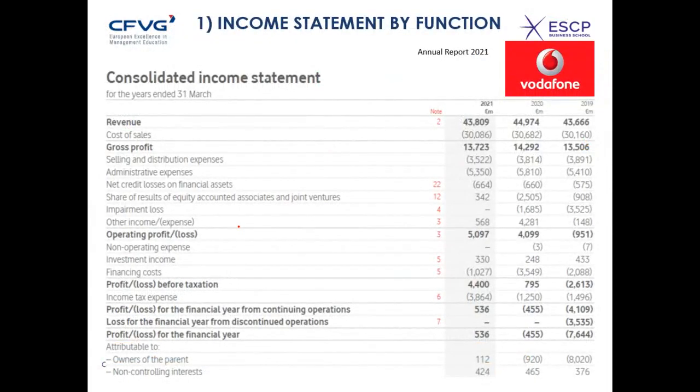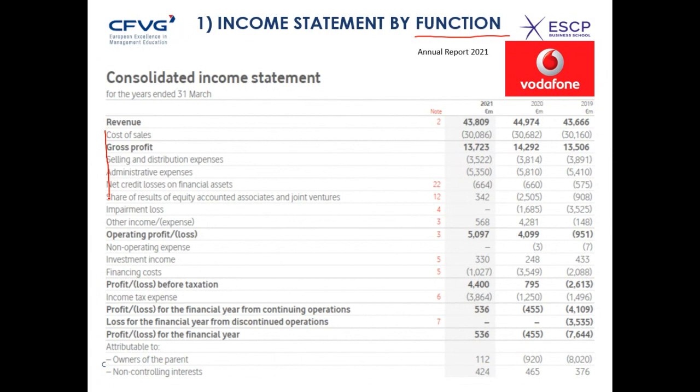In an income statement by function, that is what Vodafone is using, I don't see those items. I don't have a line salary expense. I don't have a line depreciation. I don't have a line raw material or external purchase, etc. Why not? Because in an income statement by function, all those types of expenses are allocated to the functions in the company that generated those expenses.